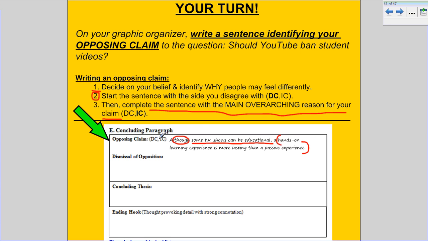So when you write your opposing claim, it's going to be the opposing viewpoint, and then it's going to be your viewpoint. Go ahead and try to write this sentence right now. Please use the one that you see here as a model. Start the video once you have written this sentence.